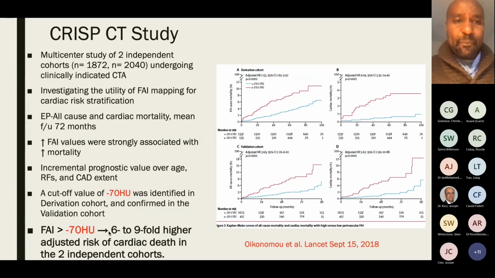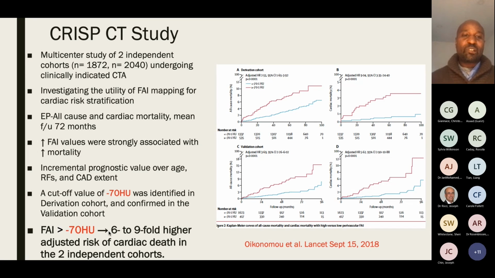So a very interesting novel concept and finding, but is it useful for risk stratification? This was tested in a large study published in 2018 called the CRISP-CT study. This was a multi-center study of 2 independent cohorts undergoing clinically indicated CTA for suspected coronary disease. In this study, the goal was to investigate the utility of fat attenuation index mapping for cardiac risk stratification. Their endpoint was all-cause as well as cardiac mortality with a mean follow-up of 72 months.